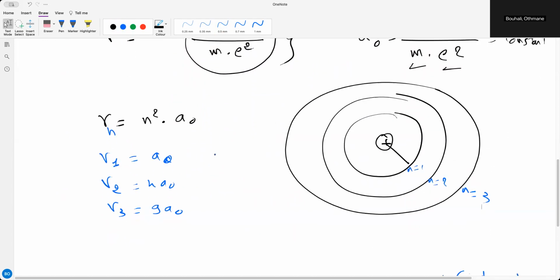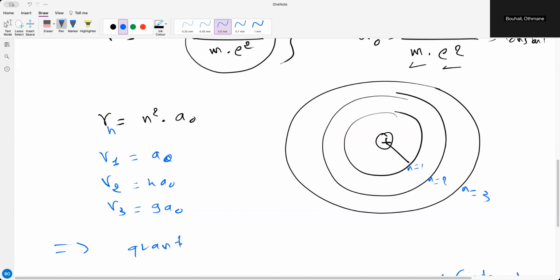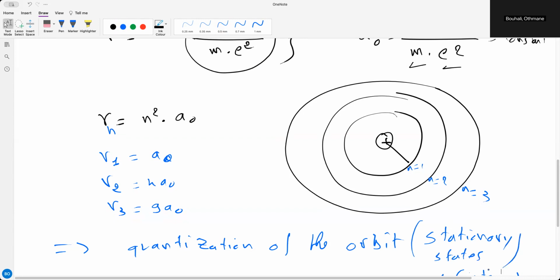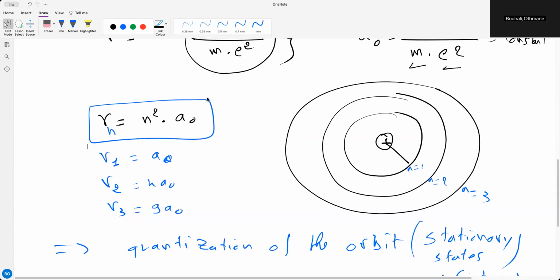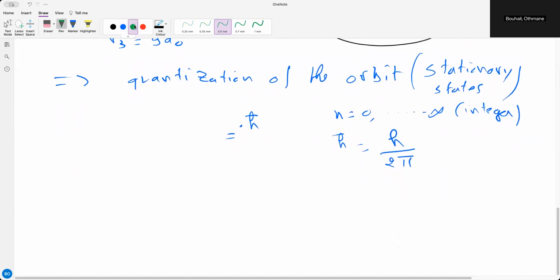So this means quantization of the orbit. If you remember, those are the stationary states where, when the electron is there, the electron does not radiate, does not lose energy. Okay, so now the first thing is the quantization of the orbit. n is called the principal quantum number. We'll see it in detail also.